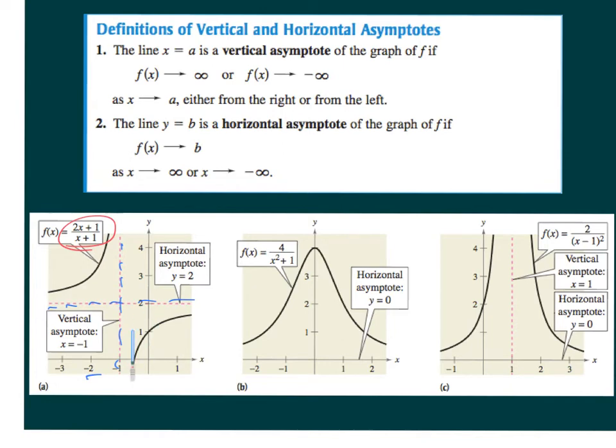So now I'm going to pick something to the right of my vertical asymptote. So what's something to the right of x equals negative 1? Like 0. 0 is to the right, is it not? So if I substitute in 0, what do I get? I get 1. Is 1 above or below this horizontal asymptote? It's below, so that's why it's hugging below. Okay? All right, let's do it again.